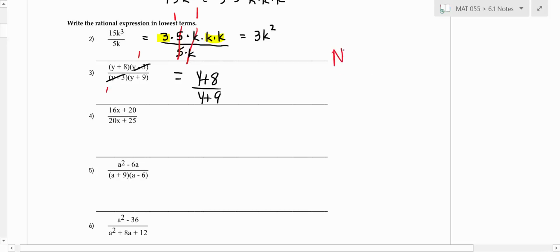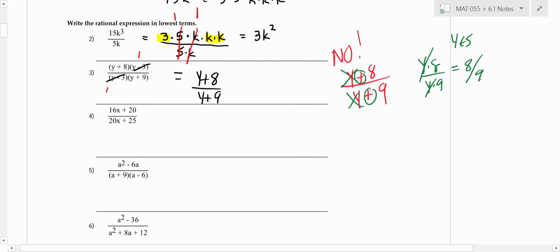Now, you might want to make yourself a note. I see students do this all the time. It's a part of the learning process. You cannot cross that out and get 8/9. The reason you can't is because of those plus signs. If it was written as y times 8 over y times 9, then yes, it's okay to get 8/9. We've looked at that before, so you can't cross out within plus and minus signs. You can only cross out the big factor. Does that make sense?